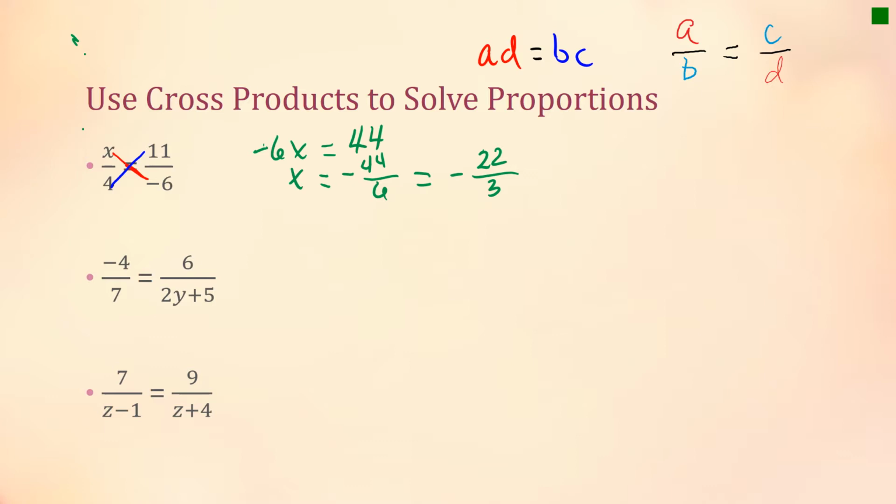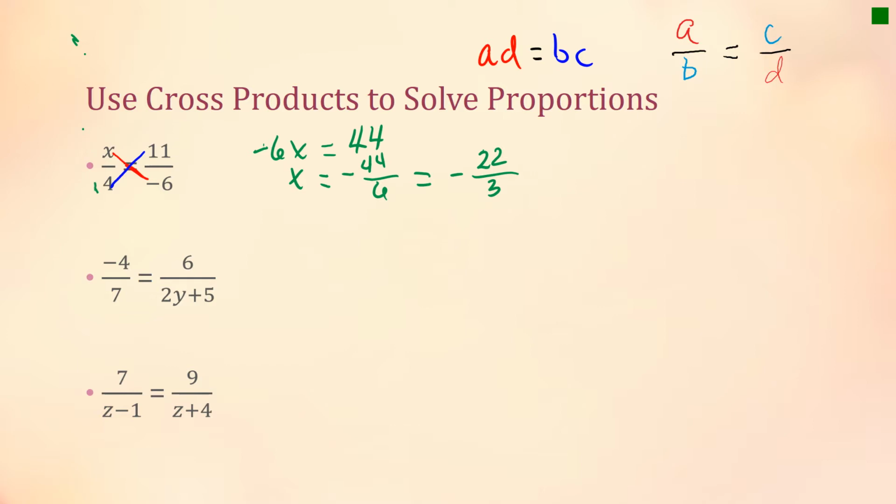So, using the cross product, we are solving for proportions. We're told these are proportions. So let's look at this second one. We got -4 over 7 equals 6 over 2y plus 5. And again, we're going to use our cross products. So here's our setup.